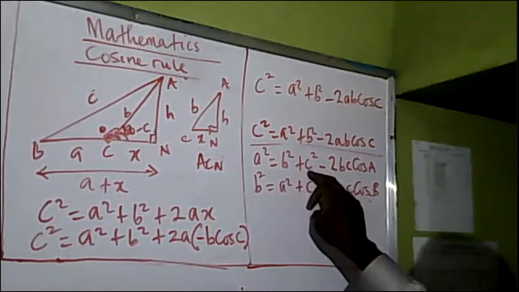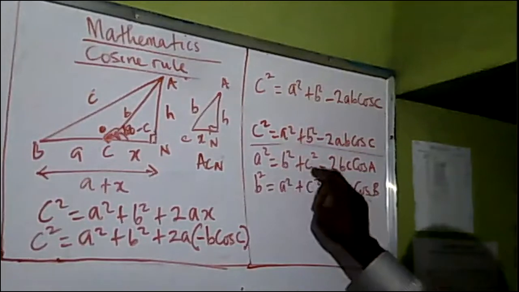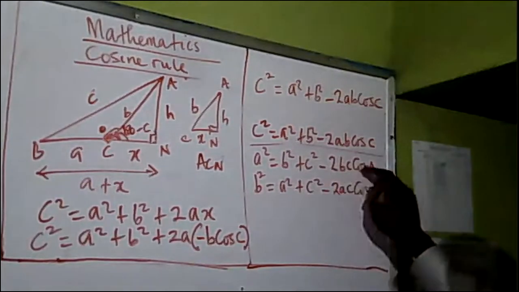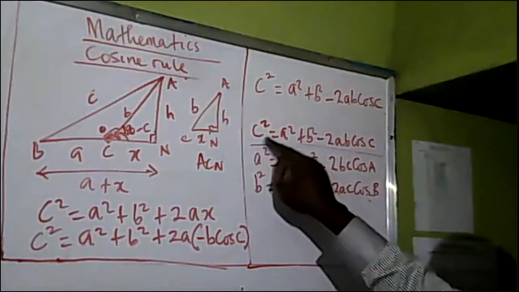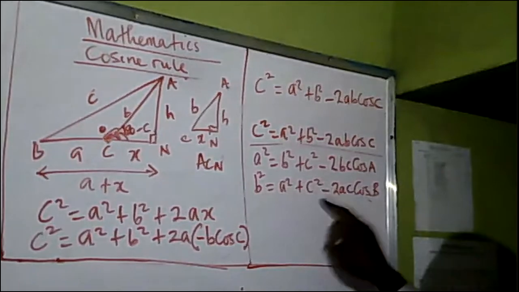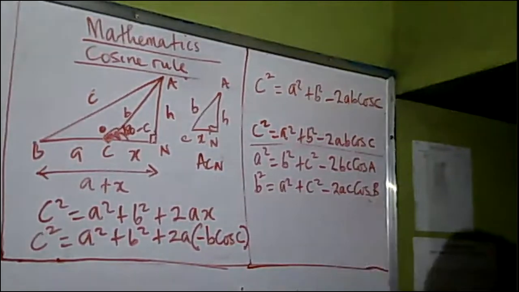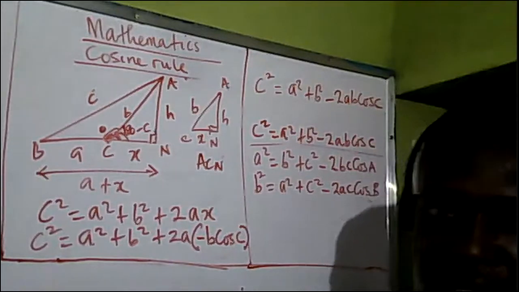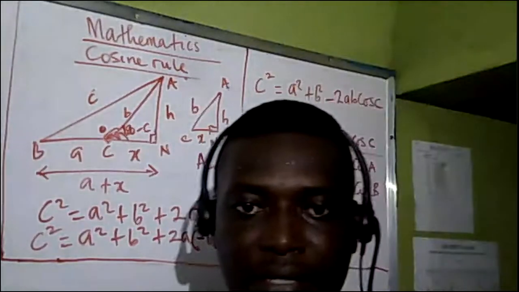So b square plus c square, then 2bc. Look at this: ab, bc, bc. Then cos A, cos what you are starting with. This one, the same thing: b square is equal to a square plus c square minus 2ac cos B. So that is how to memorize this formula, and we are going to apply this formula right now.